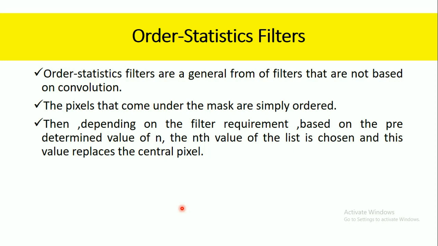Order statistics filters are a general form of filters that are not based on convolution. The pixels that come under the mask are simply ordered, that is, arranged in ascending order. Then, depending on the filter requirement, based on the predetermined value of n, the nth value of the list is chosen and this value replaces the center pixel. That is, the pixels are arranged in ascending order, and from that we choose either the middle value pixel, the minimum value pixel, or the maximum value pixel.